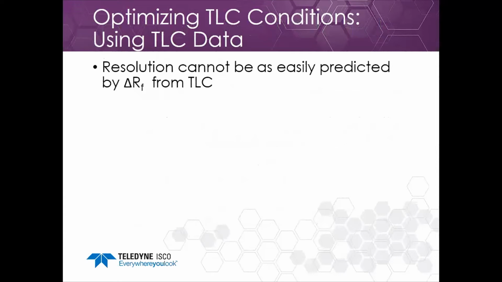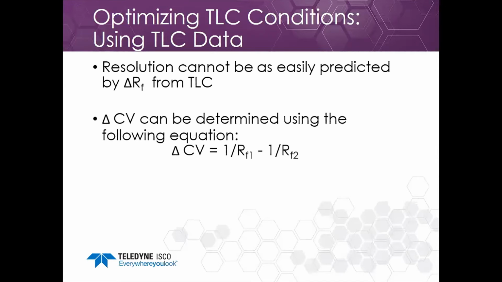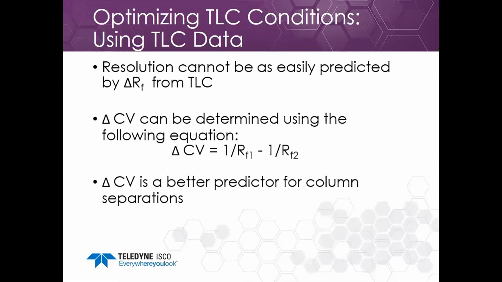So optimizing our TLC conditions, I should say optimizing our column conditions using our TLC data. We're really interested in resolution and getting separation between our compounds. If we have 2 closely eluting compounds, we want to be able to purify them, even if it takes a little bit longer. But to predict resolution, delta RF is not that great. Delta CV is going to be a better measurement of how well we can separate our compounds. For the flash systems, it's going to be a better predictor.